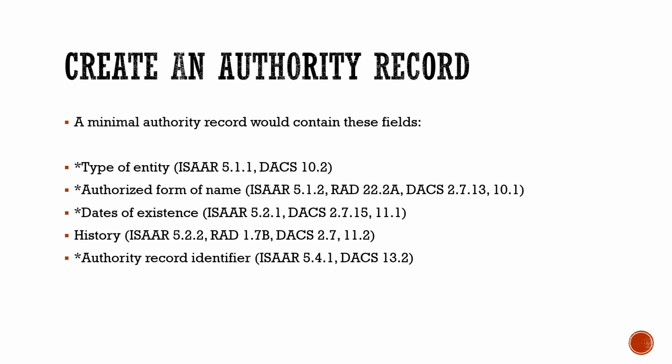One way you can approach creating an archival description is to first create an authority record for the record's creator. Here you can see the minimal elements to include in an authority record. The starred elements are required. Crosswalks to data content standards are shown after each element.